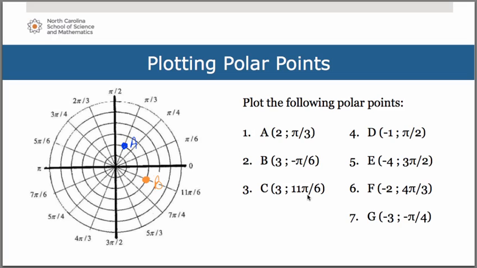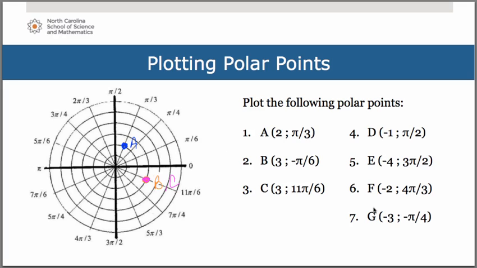Point C is (3, 11 pi over 6). Well, we just said 11 pi over 6 is coterminal with negative pi over 6. So point C is going to lie in the exact same location as point B did.